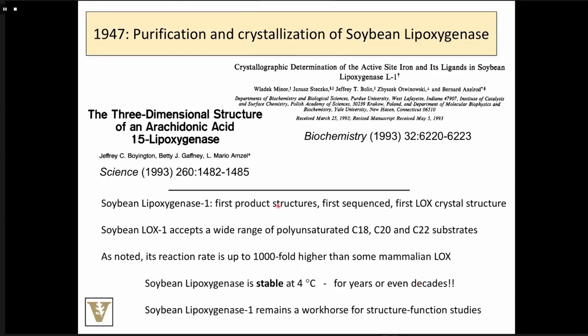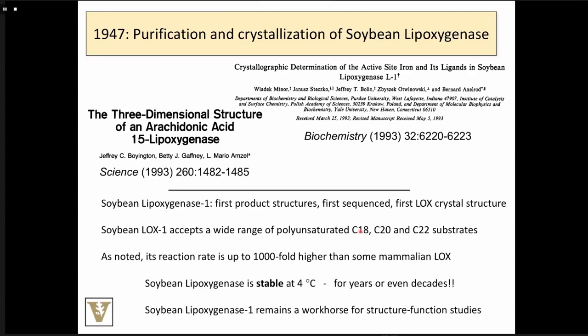The soybean lipoxygenase has been the go-to enzyme for years and years. It was the first to have the complete structures of the fatty acid hydroperoxide products analyzed and correctly assigned, the first enzyme to be sequenced, and the first lipoxygenase to have a crystal structure. And these are two papers that reported on the initial crystal structure of soybean lipoxygenase.